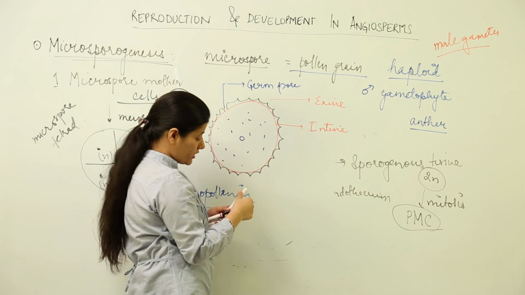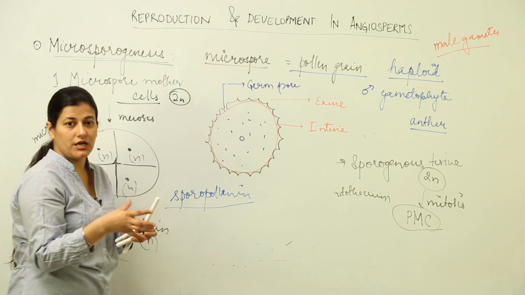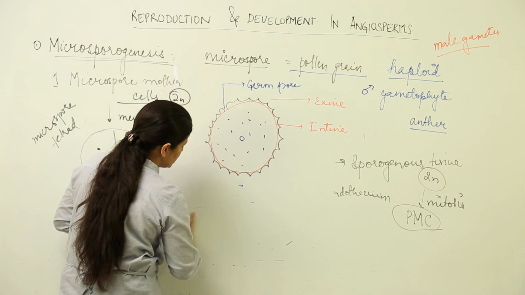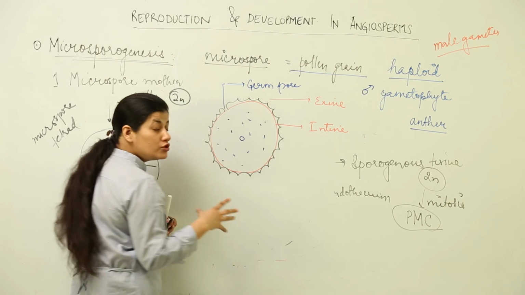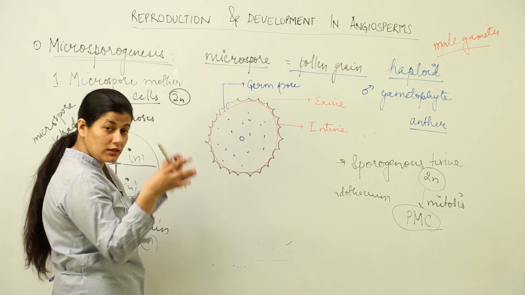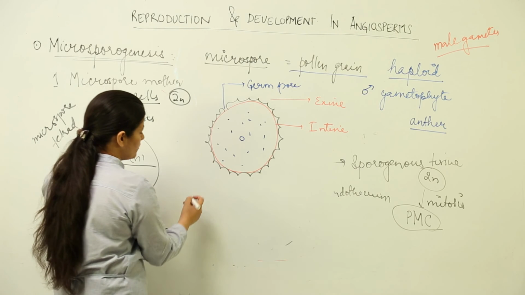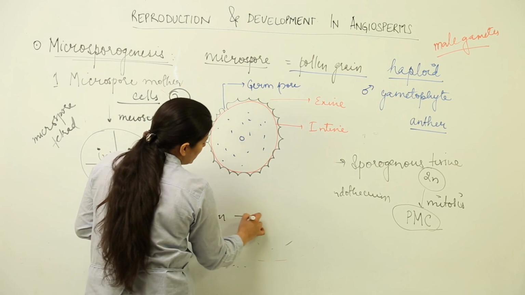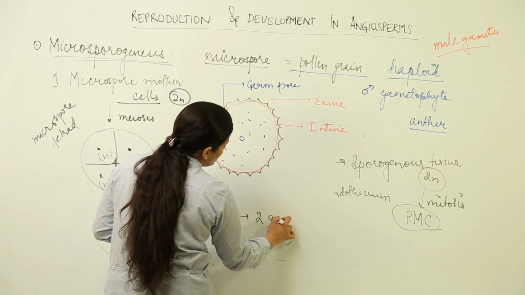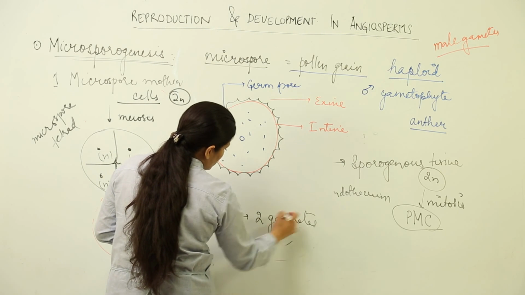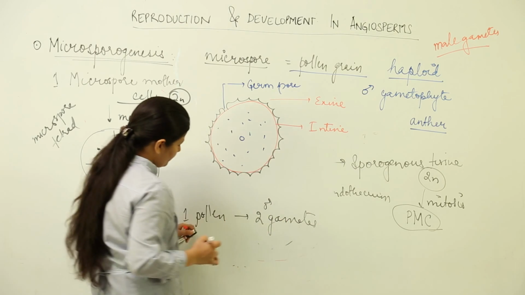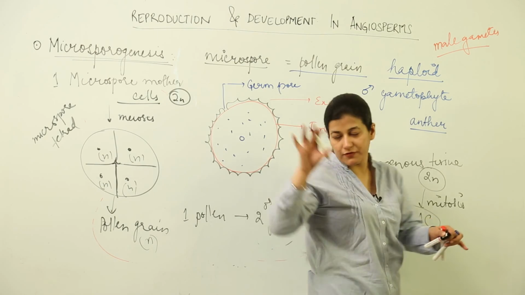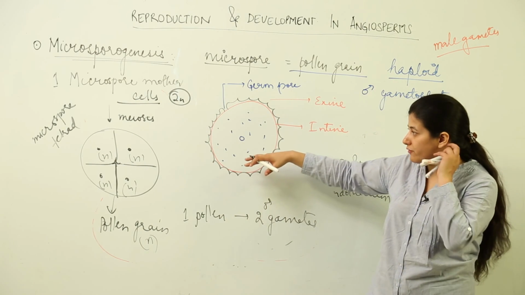Now, from this microspore, we have to obtain male gametes. And if you remember the introduction, we said that two male gametes are formed. Two male gametes would be formed from one pollen. This you have to remember, that one pollen would give rise to two male gametes. Of course, they would be male. So, we are going to revise how gametes are formed before we come to that topic.